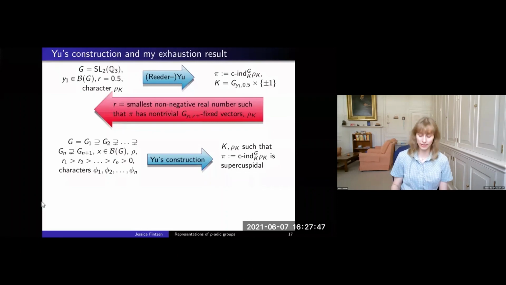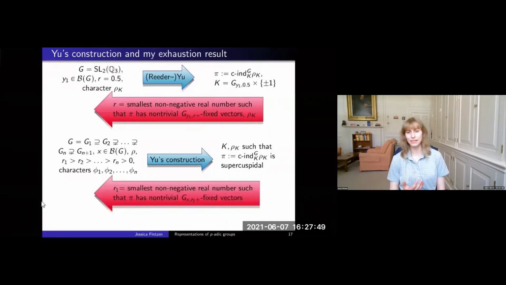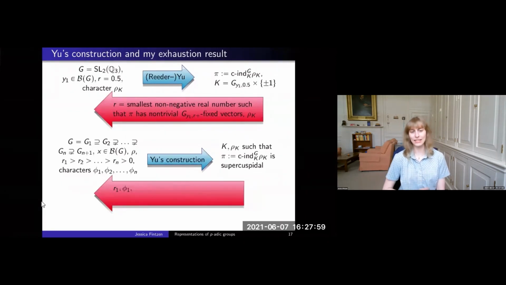And now if we want to go the other way around, we can start with recovering the first real number by just taking the smallest non-negative real number that has non-trivial fixed vectors if we go to the next filtration subgroup as before. And then, as I indicated before, out of that we get a character. So that's a character of the filtration subgroup of depth R1.